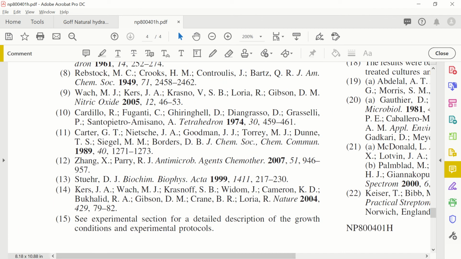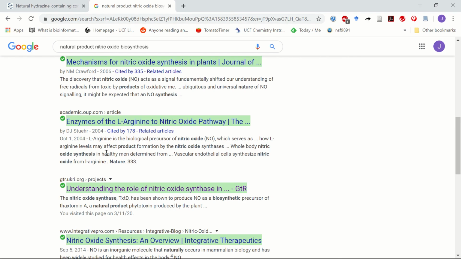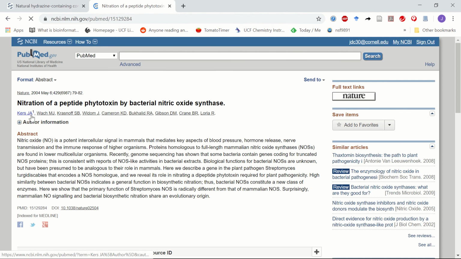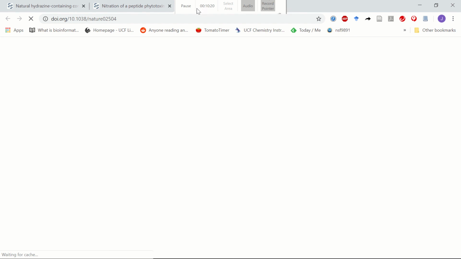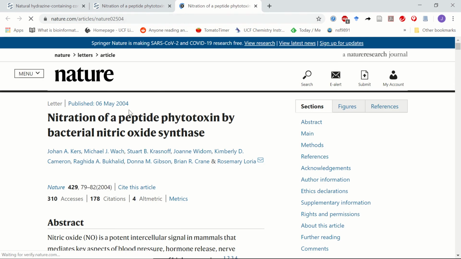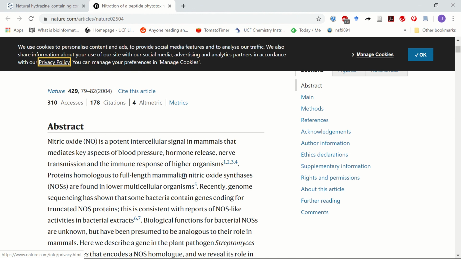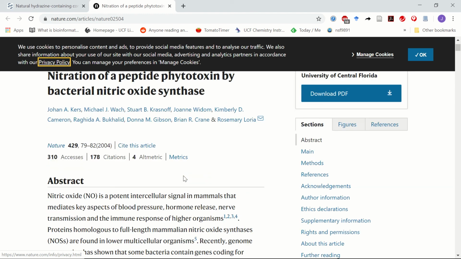And so remember, from our previous videos, we know that we can just copy and paste the citation, plug it into Google, and we're likely to find what we're looking for here. So this is the paper that we're looking for by Kurz et al. And so this top hit is PubMed, so we can go to Nature to get the original paper. And here it is, nitration of a peptide phytotoxin by bacterial nitric oxide synthase. And so what this paper discusses is that nitric oxide is important for forming this molecule Thaxtomin A, and this shows the data that indicate that that is absolutely the case.